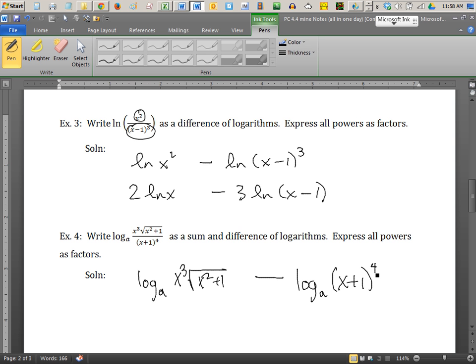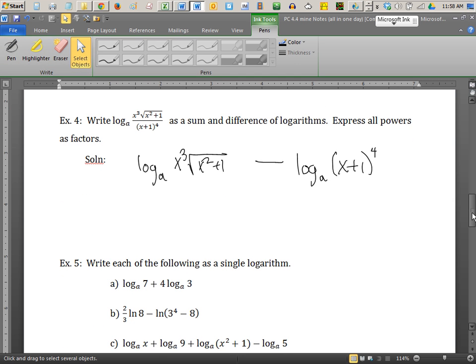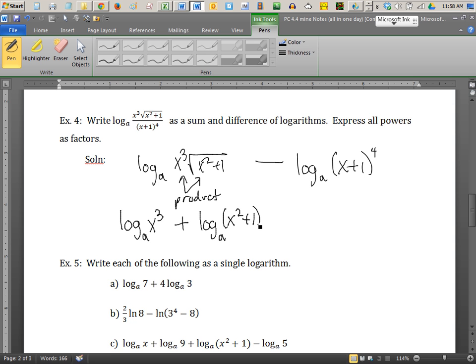There's your denominator in your second log. And I noticed that we have a product going on. See how this is a product of 2 things? We should split this up before continuing. So why don't we write this as log base a of x cubed plus log base a of, and let's write the square root of x squared plus 1 as x squared plus 1 to the half, if you don't mind.